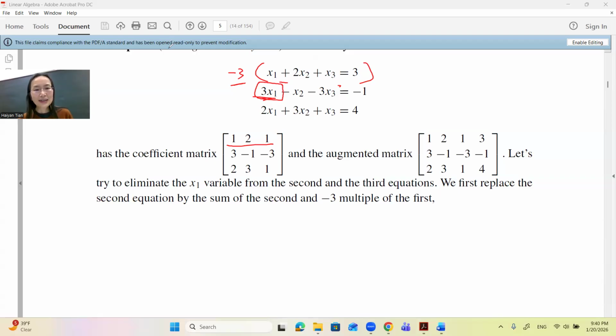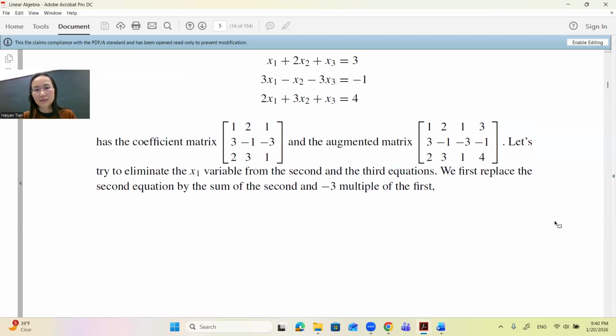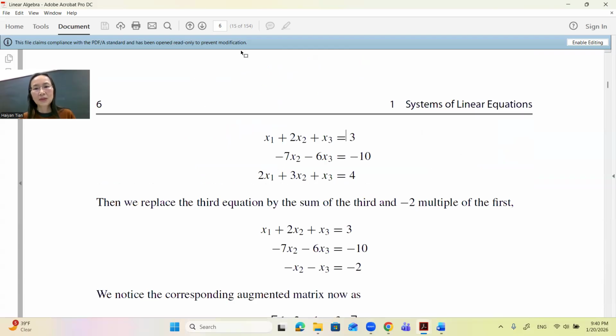Okay, so as long as we keep the goal in mind, you see the first equation doesn't change, right? The second equation is affected, because a multiple of the first equation is added to the second equation. So just remember the three operations. That's all you need to simplify a system.